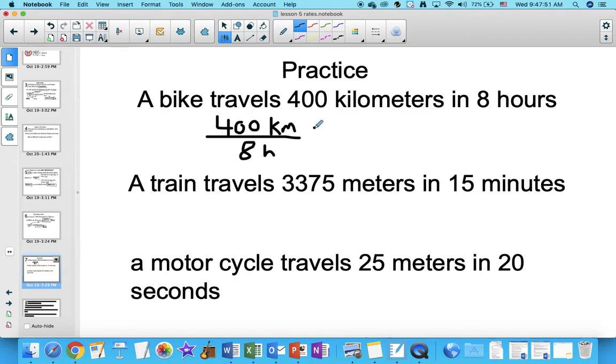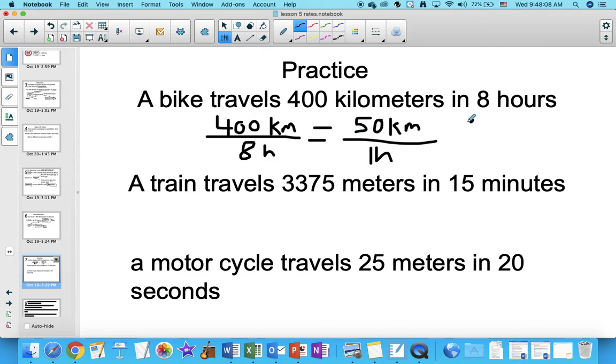So this is our rate. We simplify it, right, into 50 kilometers, right? 50 kilometers per hour. And now you can put a 1 here if you want. You don't have to, as long as you put the unit there. So it's 50 kilometers per hour.